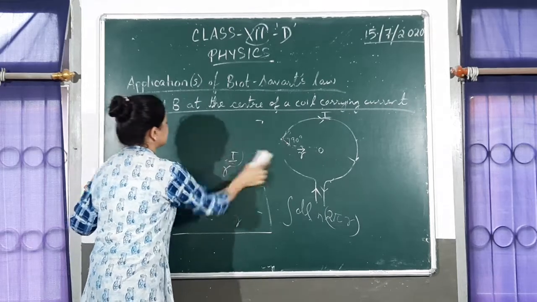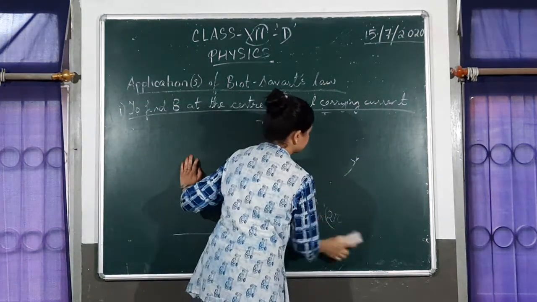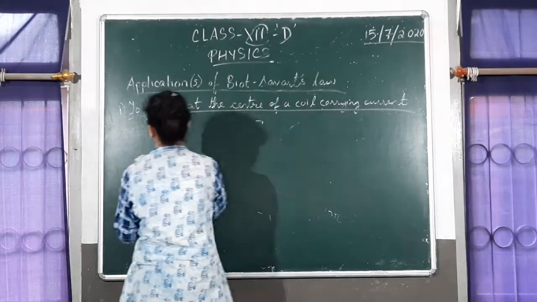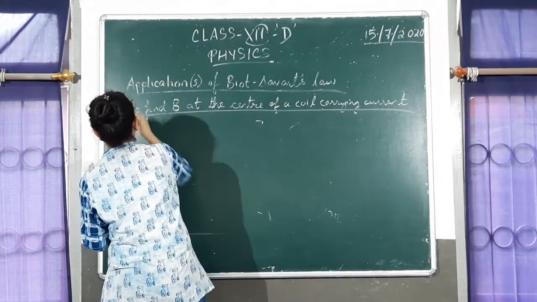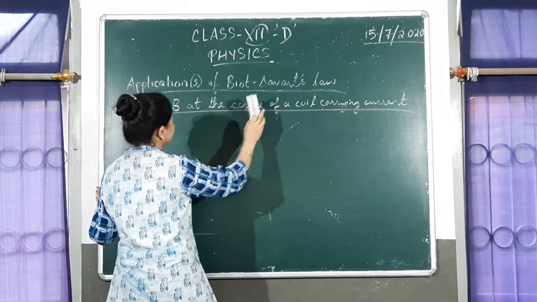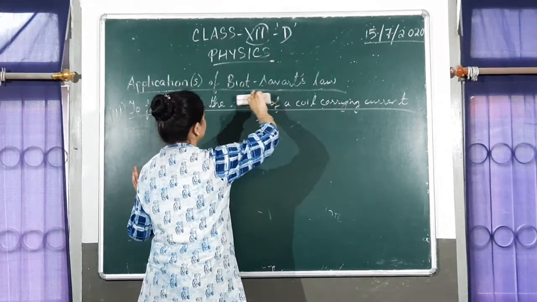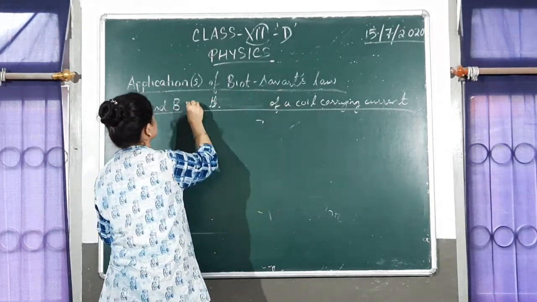Now let's proceed to the third application, the last one in your syllabus. In fact, this becomes number 3. To find B on the axis.